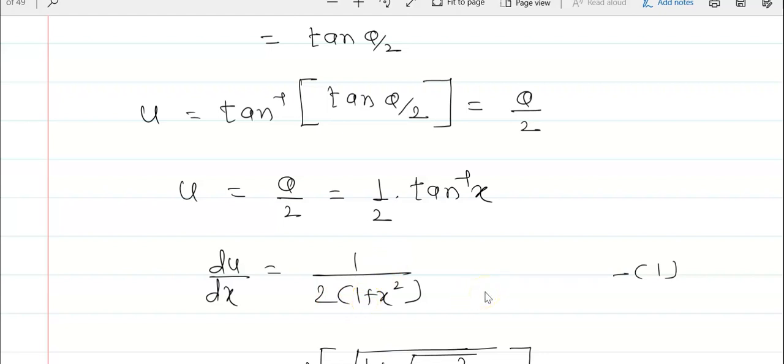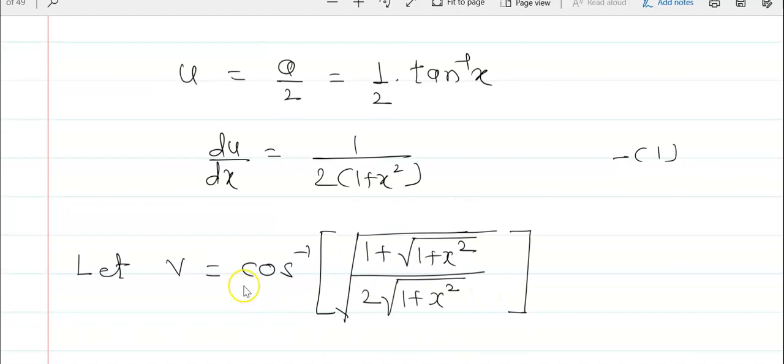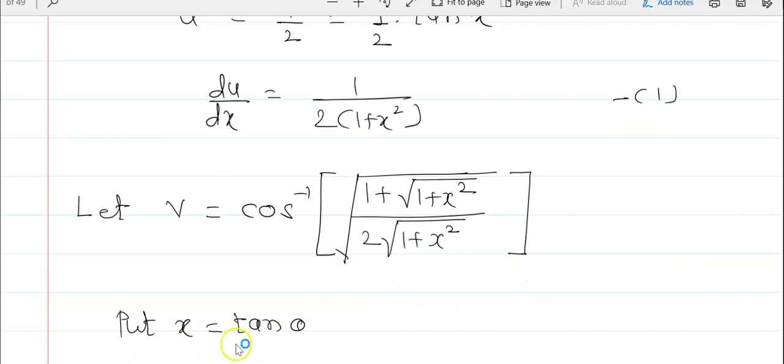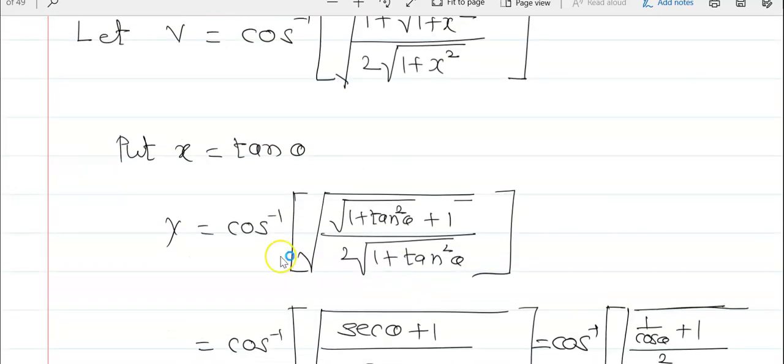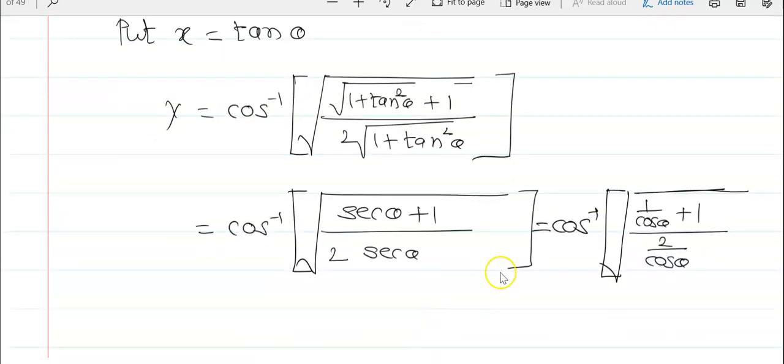Now the derivative, du by dx is equal to 1 upon 2 into 1 plus x square. This is the first. What about the next? v is equal to cos inverse of root of 1 plus root of 1 plus x square upon 2 root of 1 plus x square. Therefore, put x is equal to tan theta. You will get v is equal to cos inverse of root of 1 plus tan square theta plus 1. This is sec theta plus 1 upon 2 sec theta, since 1 plus tan square theta is sec square theta, whose root is sec theta. Now again simplify this.